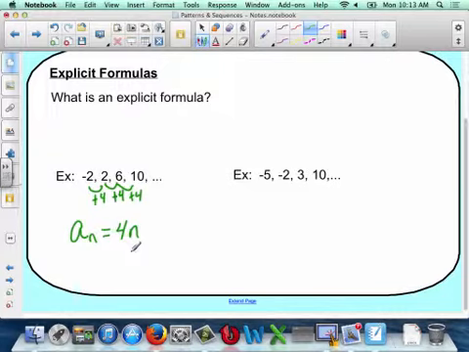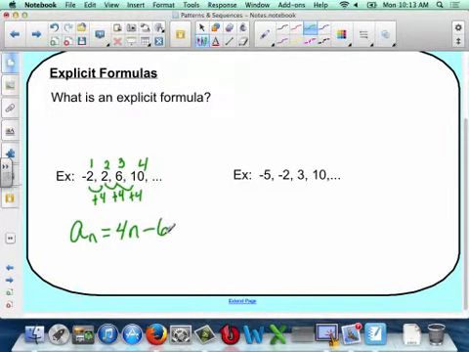Now we got a problem, though. Okay, now we need to problem solve and think a little bit more critically on this. If I put 1 in, because this is term 1, term 2, term 3, and term 4, what's 4 times 1? 4. What am I supposed to get? -2. How could I adjust or tweak that formula to give me the -2? a sub n equals 4n minus 6.